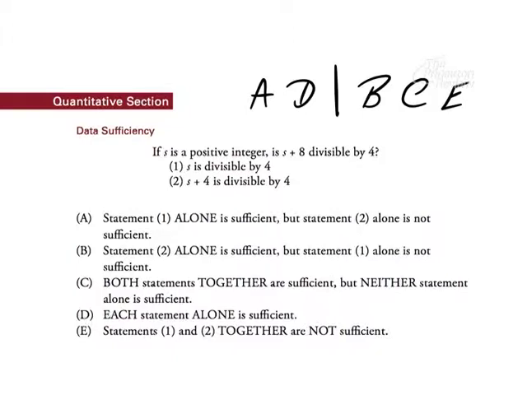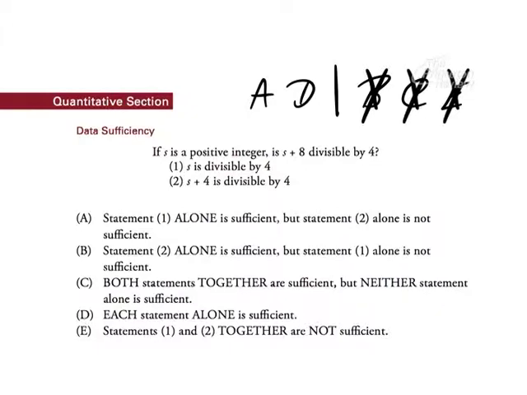Well, let's start with statement 1. Statement 1 tells us that s is divisible by 4. Well then, this tells us everything we need to know in order to figure out if s plus 8 is divisible by 4, so our answer is definitely either A or D. Let's take a look at statement 2.